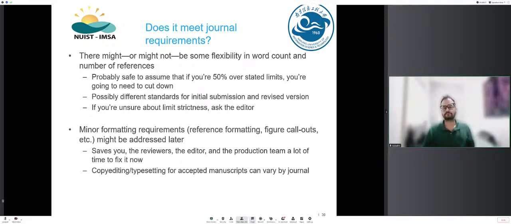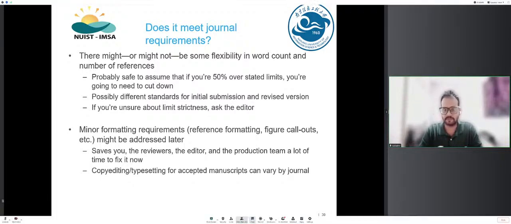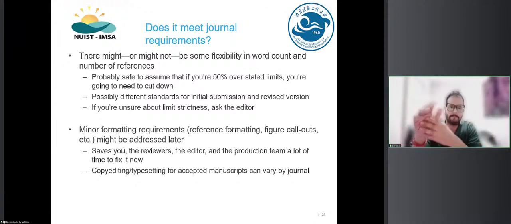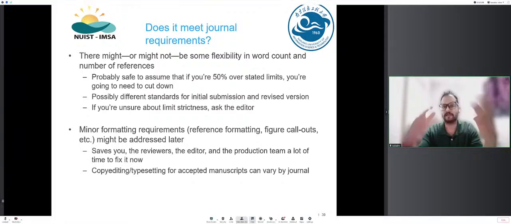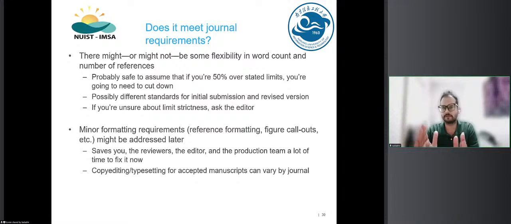Now, does it meet the journal requirement? Every journal has its own requirements, every journal has its own particular word limits. So there are two ways to think about submitting the paper. Either you take some idea, you build around that idea, and you write your paper. Or you can select your journal first, that I'm going to write a paper for this particular journal and I have to publish my paper in this journal.